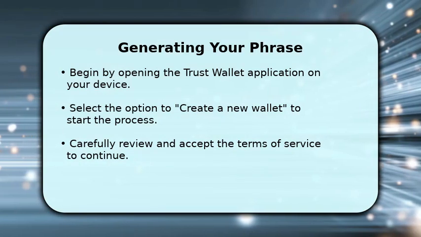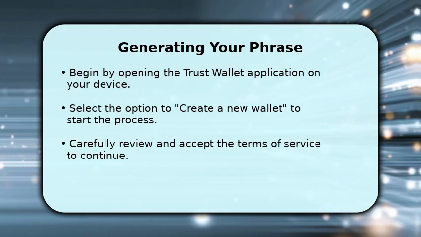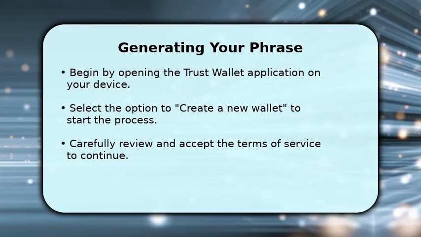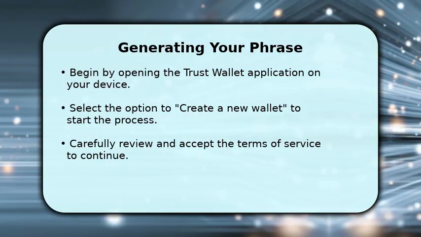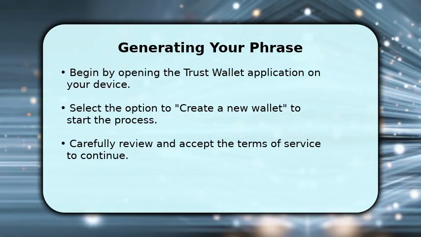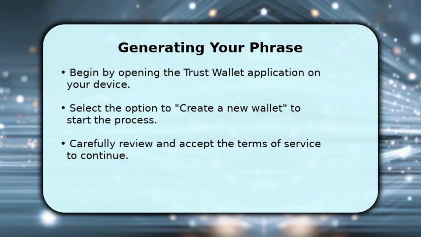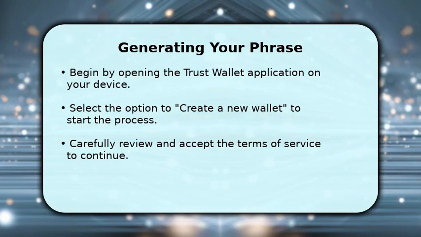To generate your phrase, first open the Trust Wallet app and choose to create a new wallet. After agreeing to the terms of service, the application will present you with your unique 12-word recovery phrase. This is the one and only time the app will show you these words directly. It is absolutely vital to pay close attention at this stage, as these words are your ultimate safeguard.